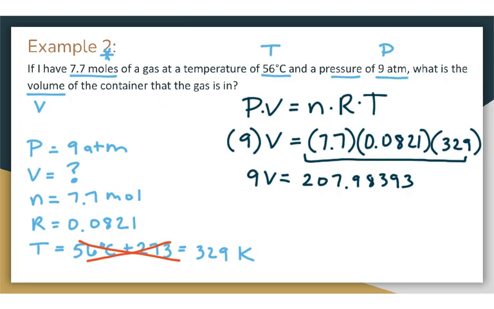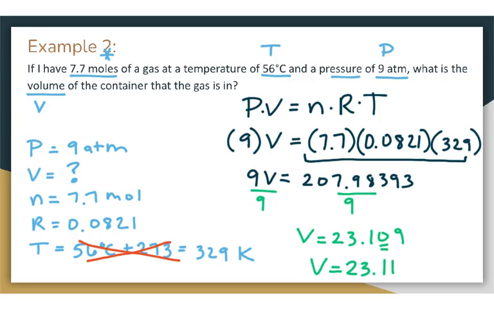And then to get volume by itself, I'm going to divide both sides by 9, so divide that 207 number by 9. So volume equals, and I got 23.109. So if I'm rounding to the nearest tenth, that would be a volume of 23.11. And then we need to make sure and include our unit for volume, which is liters.